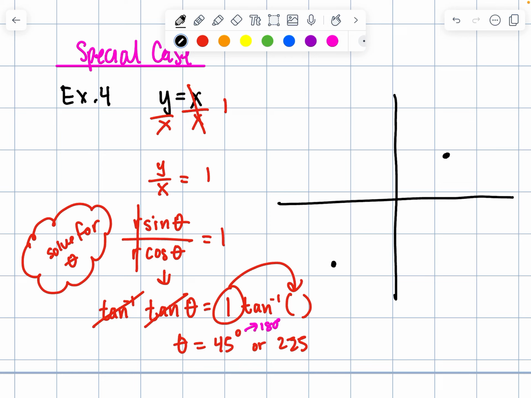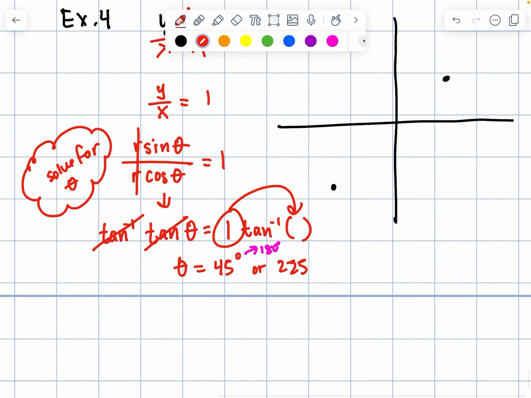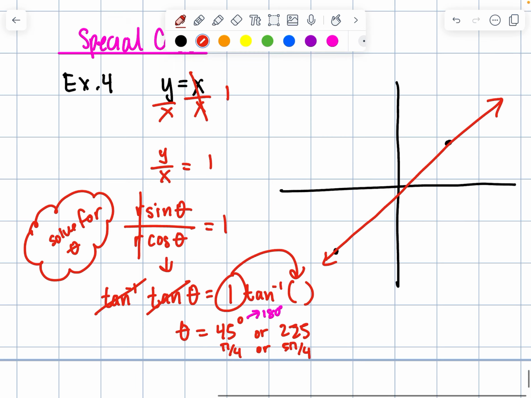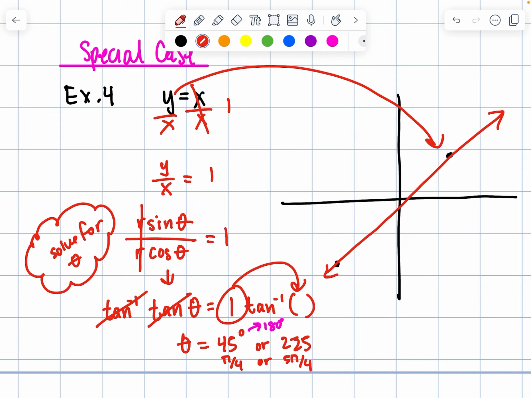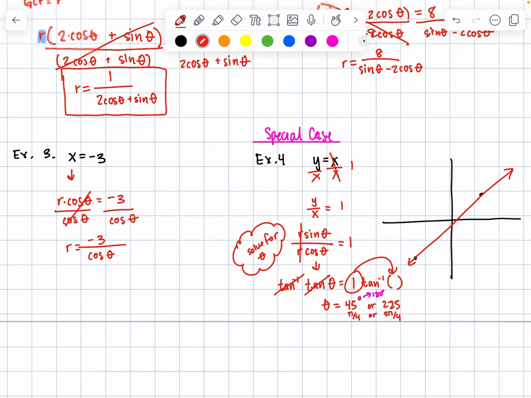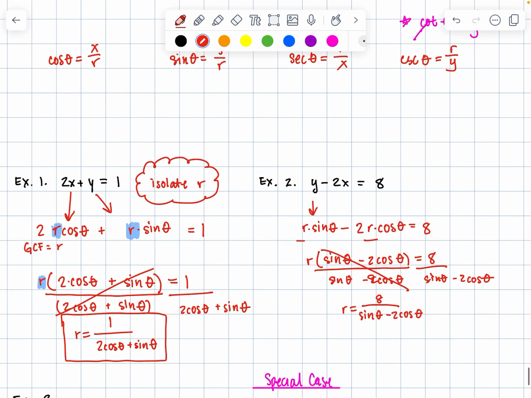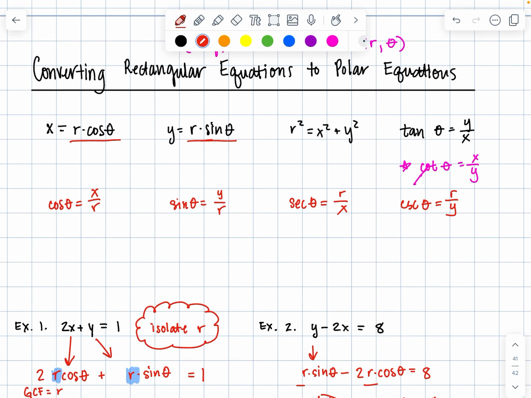In this particular case, we want 45 degrees and 225 degrees, pi over 4 and 5 pi over 4. The moment you have both of these points, you could connect these, and you will get that exact same line as y is equal to x. It is the same line, okay? So we are now converting from rectangular to polar equations. These are the equations you need, and we need to make sure we do a good job substituting in.